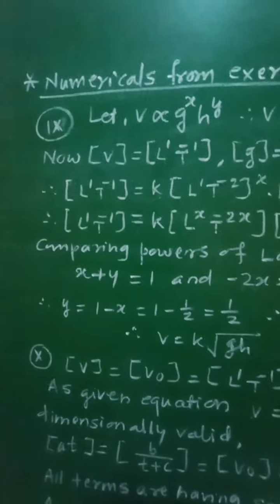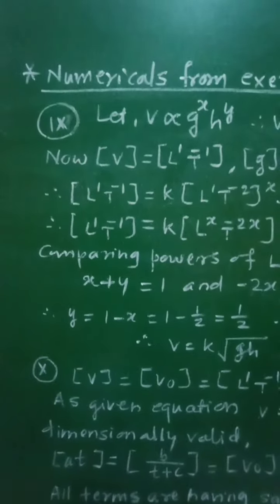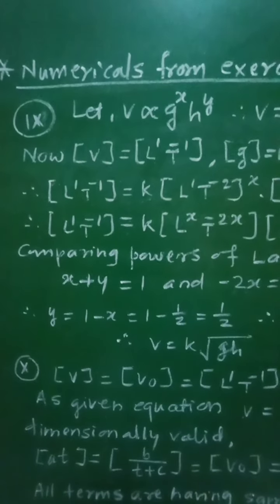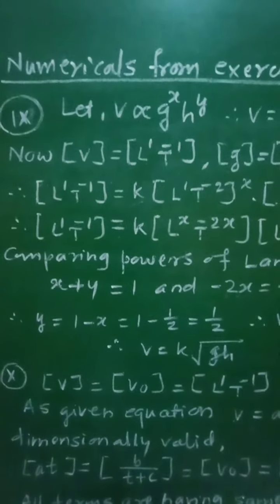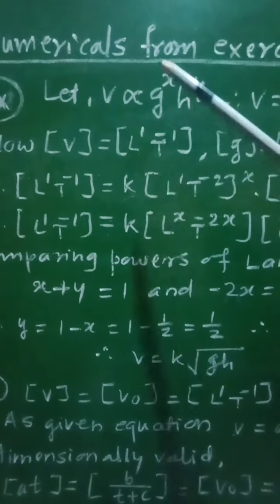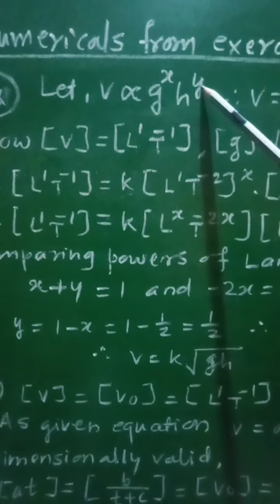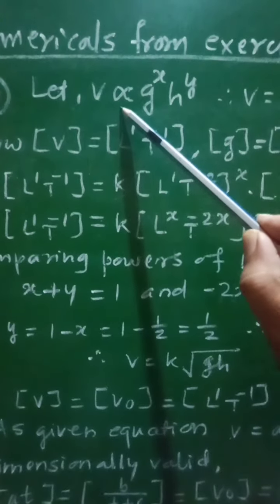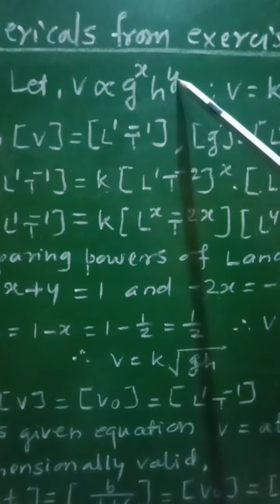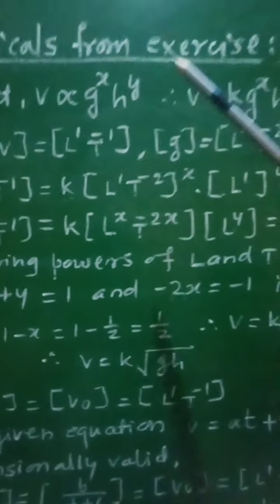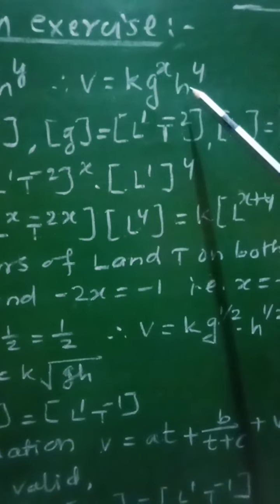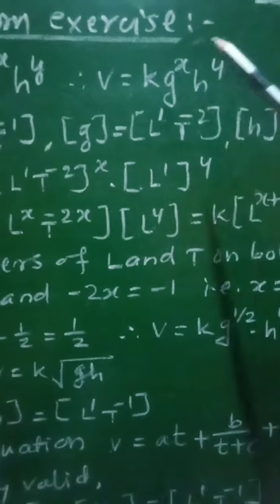And therefore, for this numerical number 9, the velocity depends upon acceleration due to gravity and the distance h, and therefore let phi be proportional to g raised to x and h raised to y. So phi is proportional to g raised to x into h raised to y. Therefore we can write phi equal to k g raised to x into h raised to y, where k is the constant.